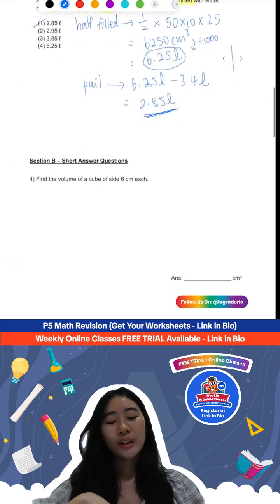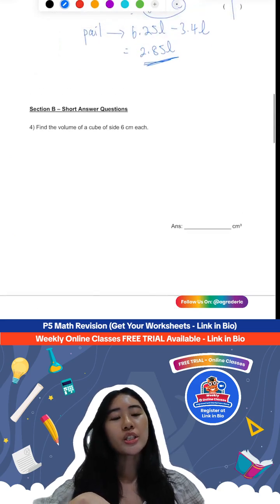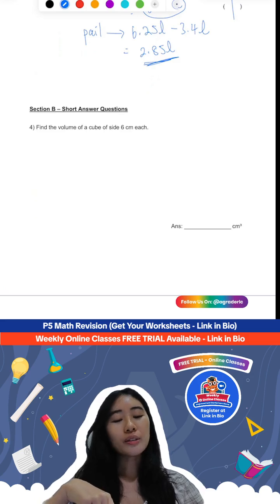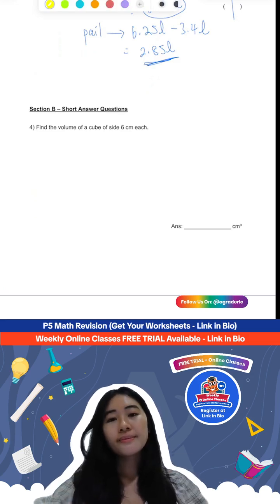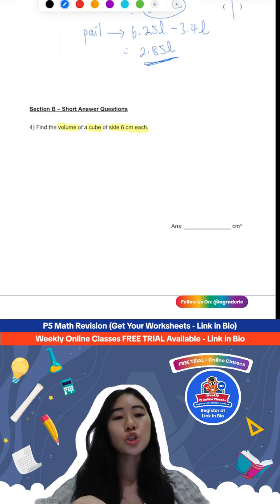So that was our MCQ. Now we can look at our short answer question. Hi, Arisa. Thanks for joining. Okay, so please try question 4. Find the volume of a cube of side 6 cm each.